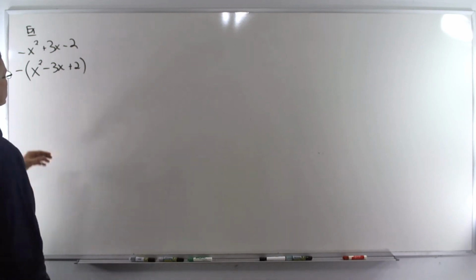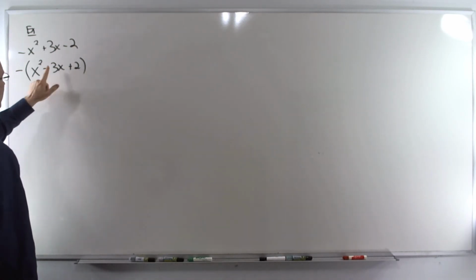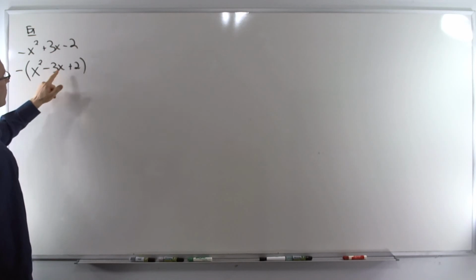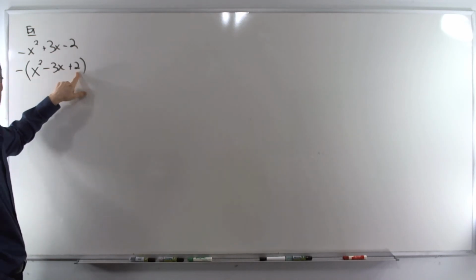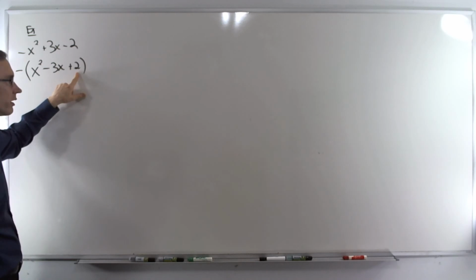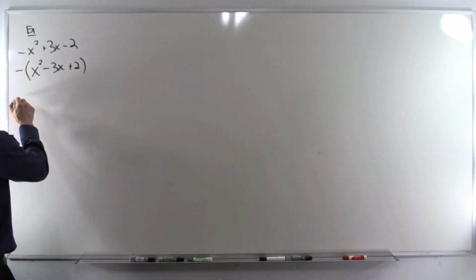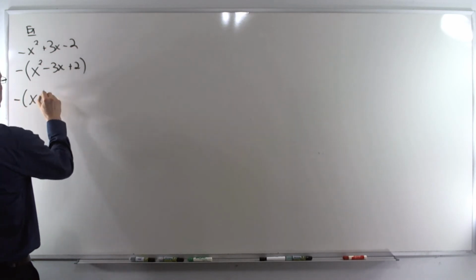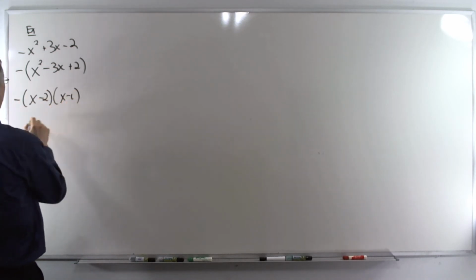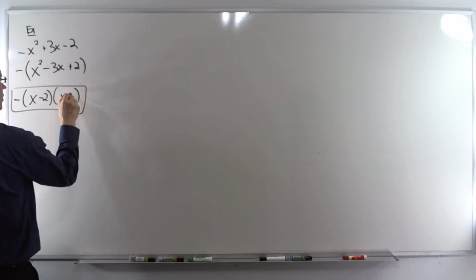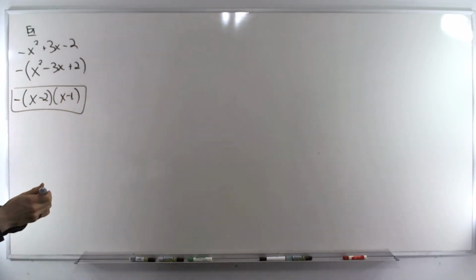So we need two numbers that multiply to get 2 and add to get negative 3. Well, there's only two pairs of numbers that can multiply to get 2, and that's 2 and 1, or negative 2 and negative 1. And it's negative 2 and negative 1 that add together to get negative 3. So that gives us x minus 2, x minus 1, with a negative sign out front.